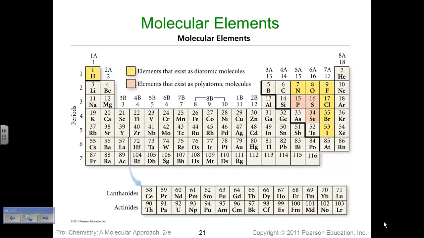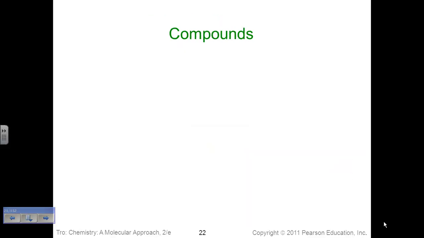And this slide shows those 7 naturally occurring diatomic molecules, diatomic meaning 2 atoms bound together, and then elements that exist in polyatomic form are shaded in pink. Horses need oats for clear brown eyes. That funny sentence allows us to begin to memorize those 7 naturally occurring diatomic molecules.